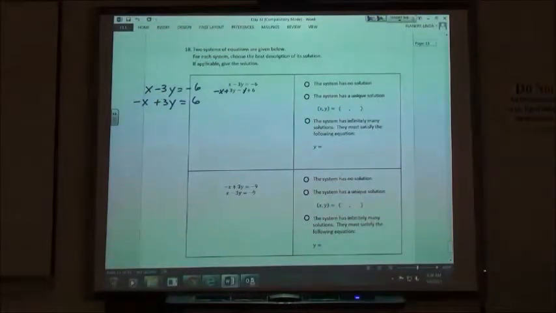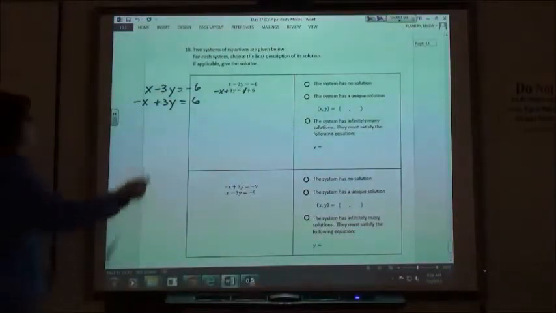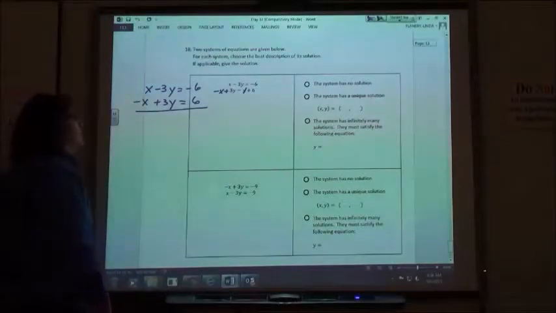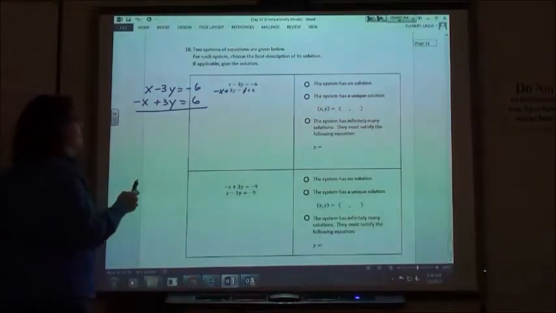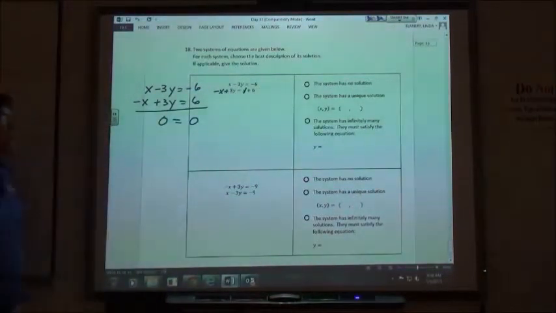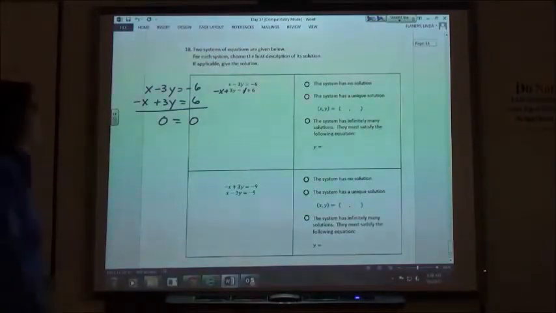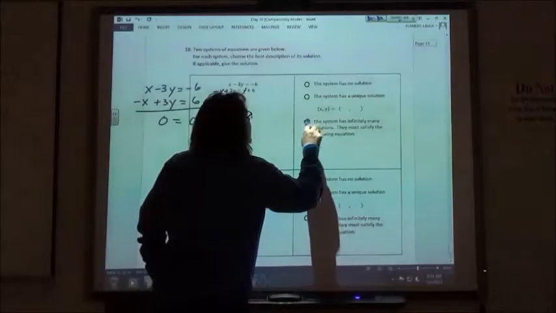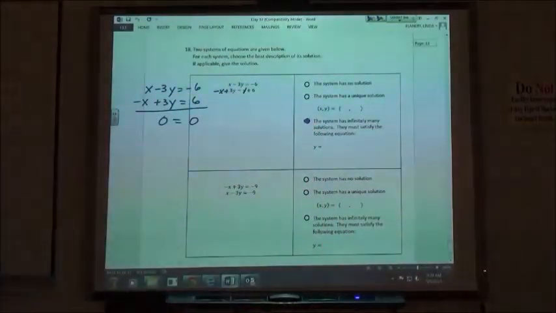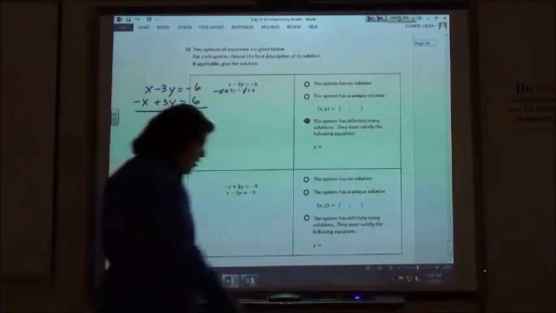So when I add those two equations together, what's going to happen? Those are going to cancel out, and negative 6 plus 6 cancels too, that's 0. So we get 0 equals 0. Everything cancels out. If we get 0 equals 0, which answer are we going to pick? The system has infinitely many solutions. Every point on the line is going to work.